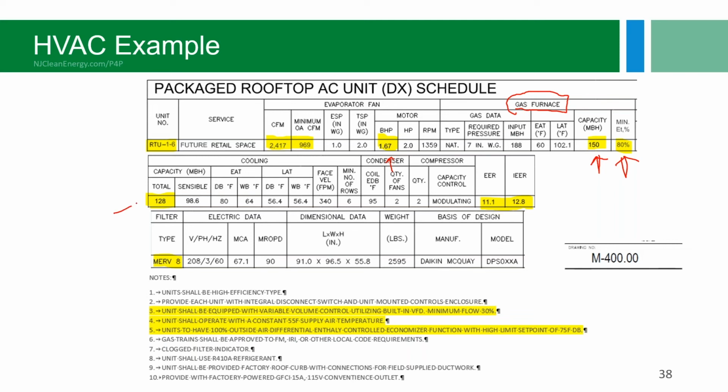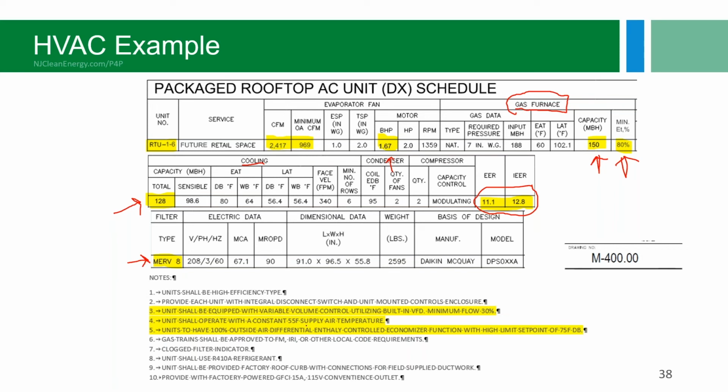For cooling, we've got our total capacity, and then we could tell by the fact there's a condenser, leaving air temperatures, compressor, that this is a DX system type. Then we've got our cooling efficiencies here, which are crucial. And then we've got our filter types. So Appendix G may allow us additional fan power in the baseline design if we have certain high filters that result in a high pressure drop.